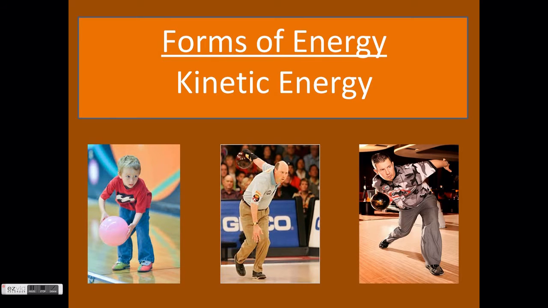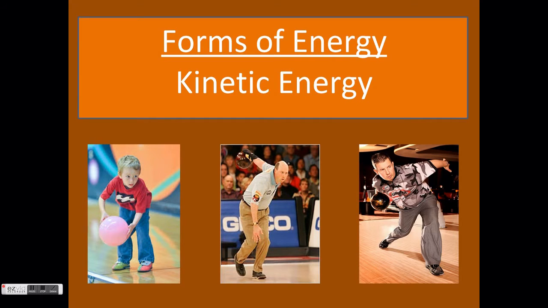Look at the pictures of these three bowlers. The bowler on the far left has a ball with a small mass, and the ball is going to roll very slowly. The ball has the lowest kinetic energy. The man in the middle uses a ball with a much higher mass, so his ball will have more kinetic energy. However, the man on the right throws a ball with the same mass, but his ball is going to move much faster, so his ball will have the most kinetic energy. An object with more mass and moving faster will have the most kinetic energy.